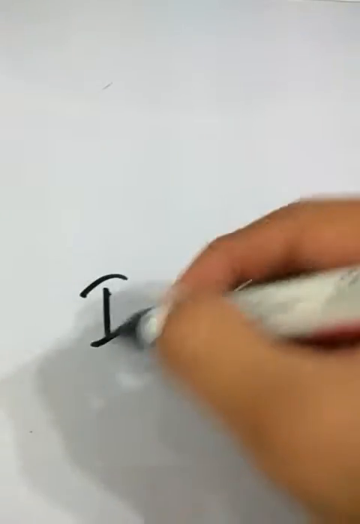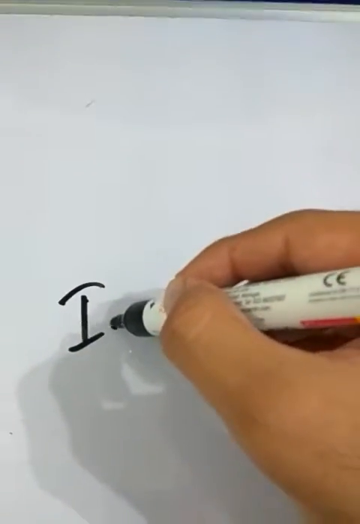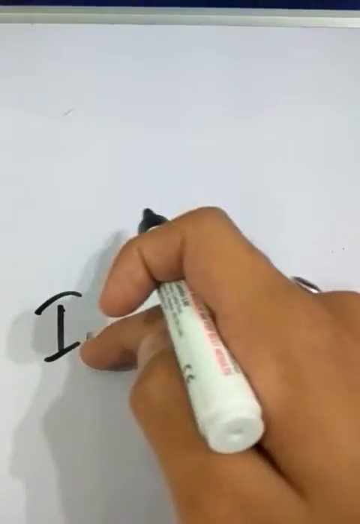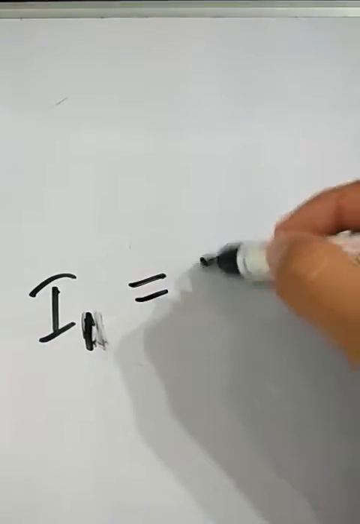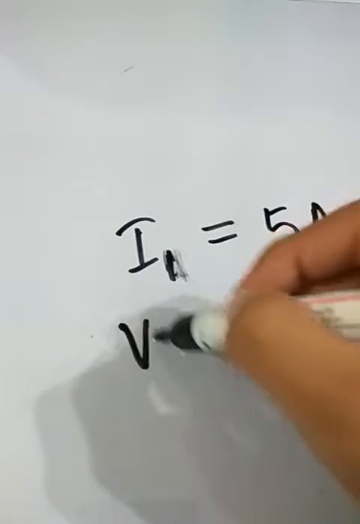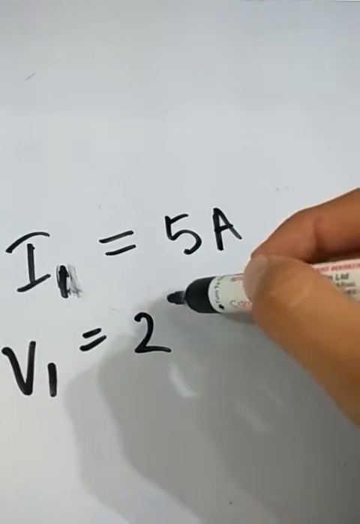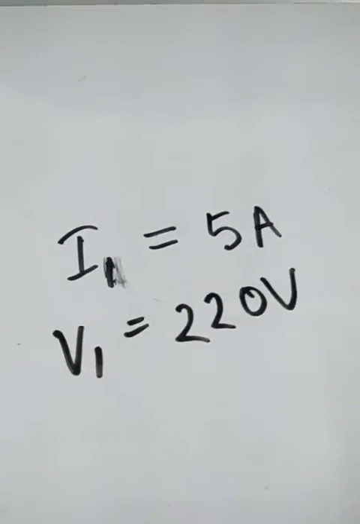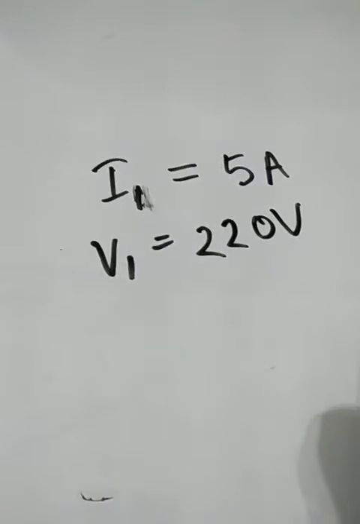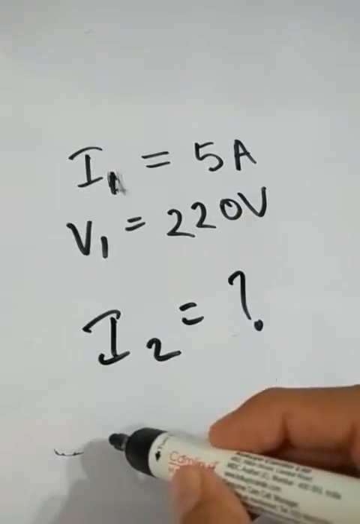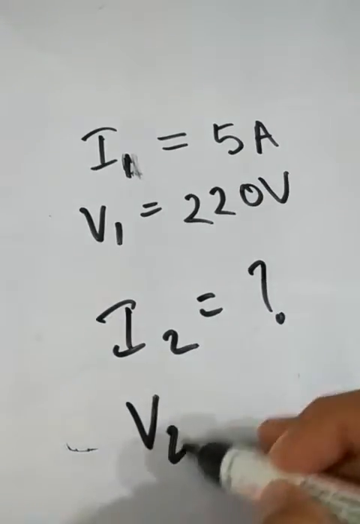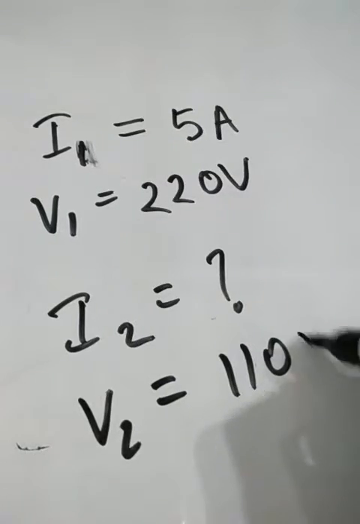An iron draws a current of 5 ampere. Let's call it I1. I1 is 5 ampere when V1 equals 220 volts. The question now is, what will be I2 when V2 is equal to 110 volts.